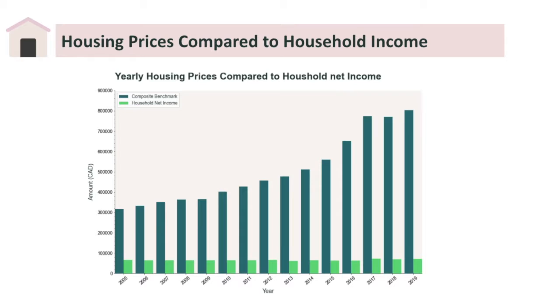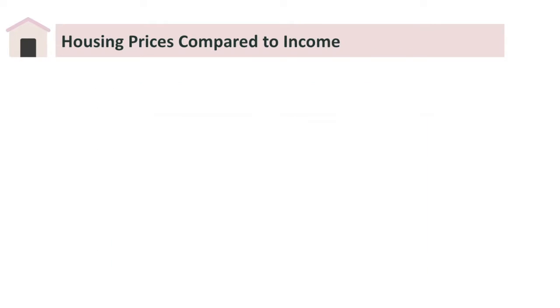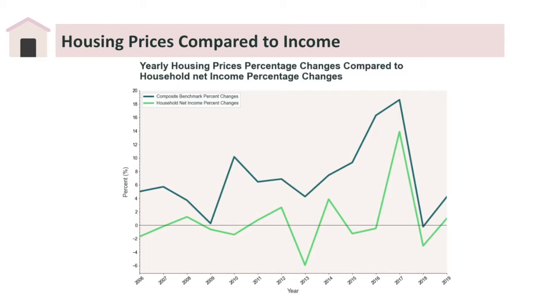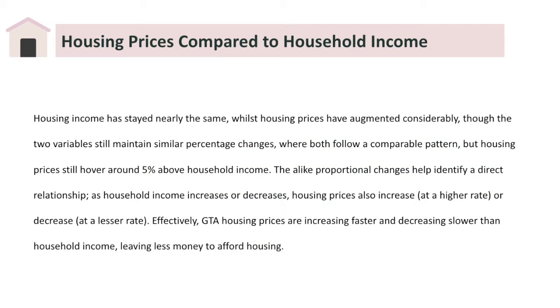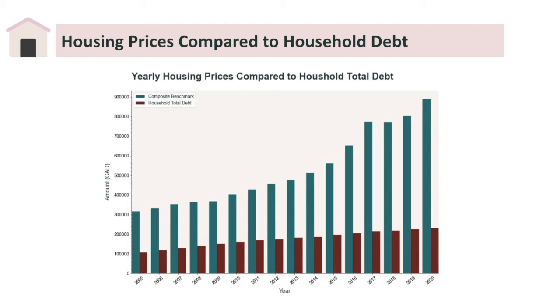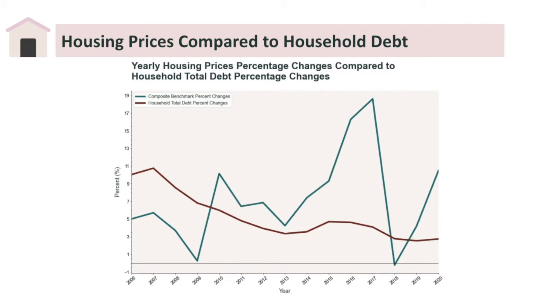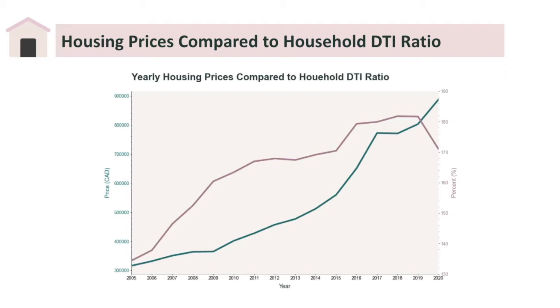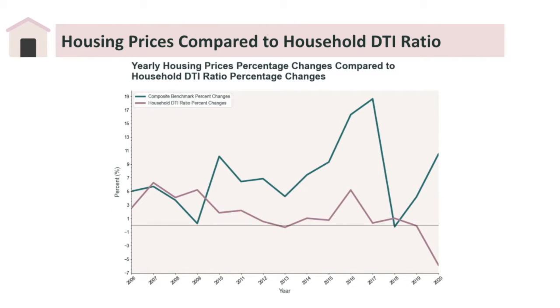The first one is between housing prices and household net income. And then there is also the same relationship but with percentage changes. And then an explanation. The same occurs with household net income, household total debt and housing prices, where they are shown nominally, and then also with percentage changes. And then in the case of household DTI, it has to be shown using a dual axis chart because it's represented in percent, and housing prices is represented using Canadian dollars. But the percentage changes graph is the same.